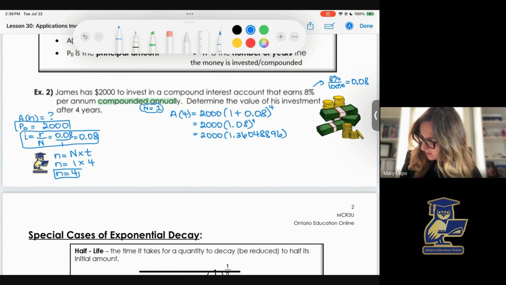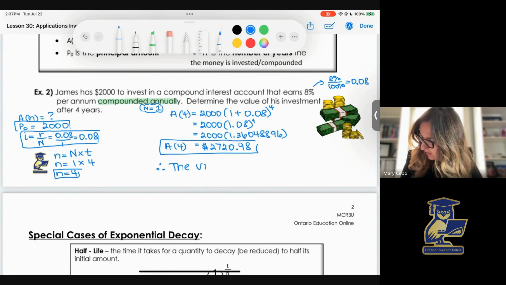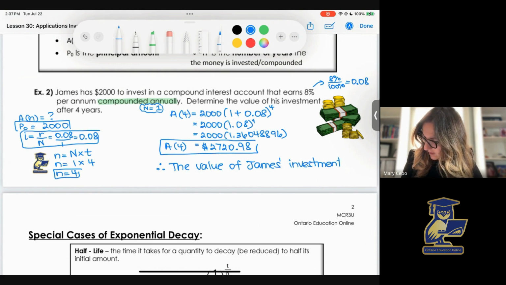And then, of course, we can multiply. We round money to 2 decimal places. Okay, so after 4 years, we can say, therefore, the value of James's investment is about $2,720.98. Let's say about, because we did round there.